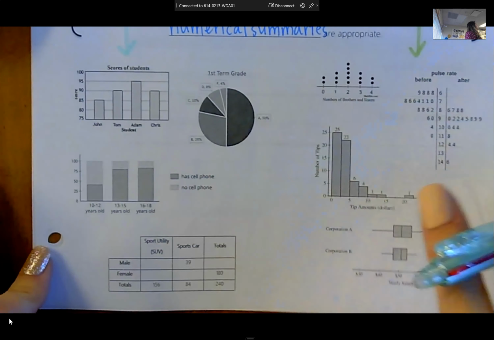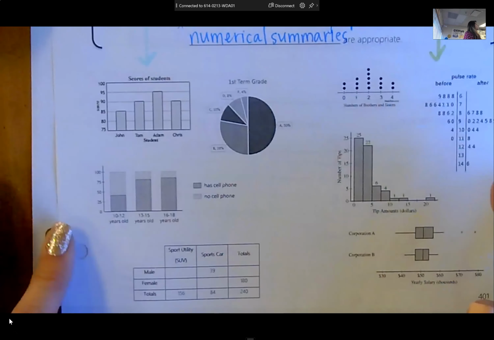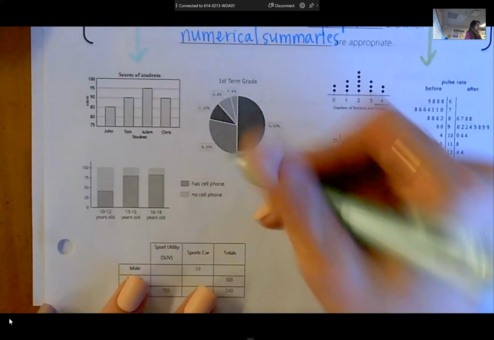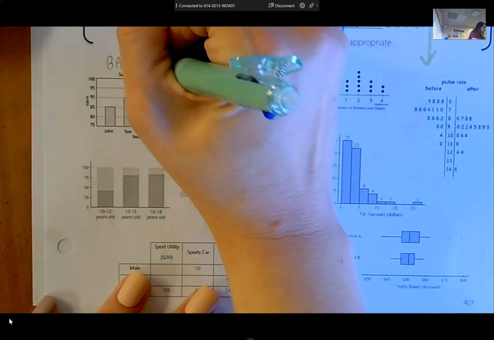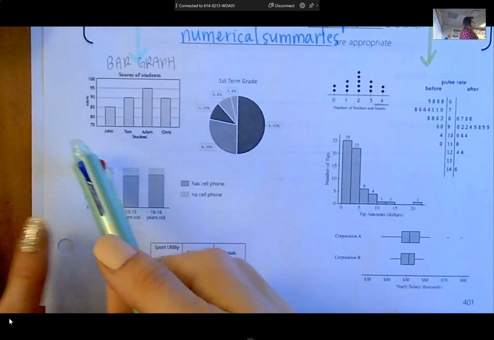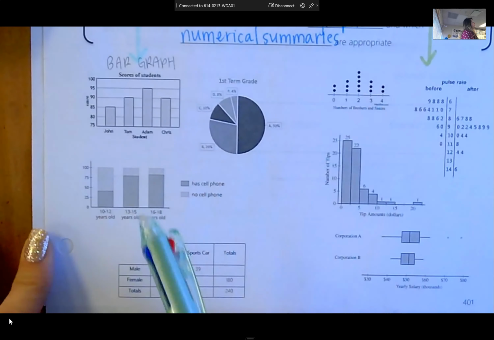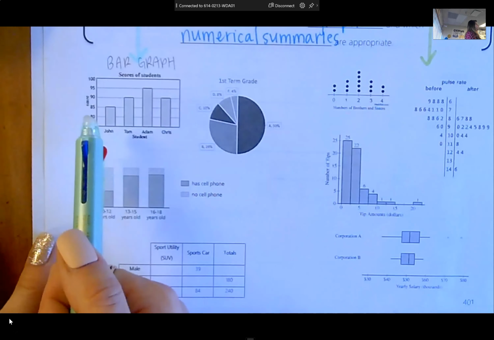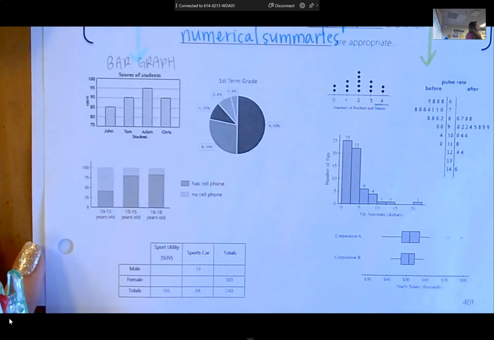I called this unit bar graphs because bar graphs are the most common thing you see in categorical data. So this is like an old school bar graph. This first one you see, old school. Notice down on the x-axis, words. So in this case, it's a student and their score on something.